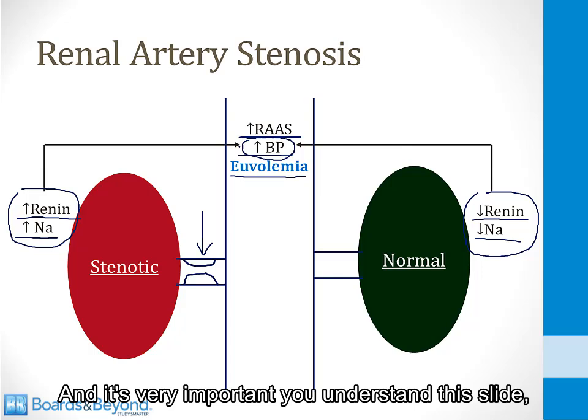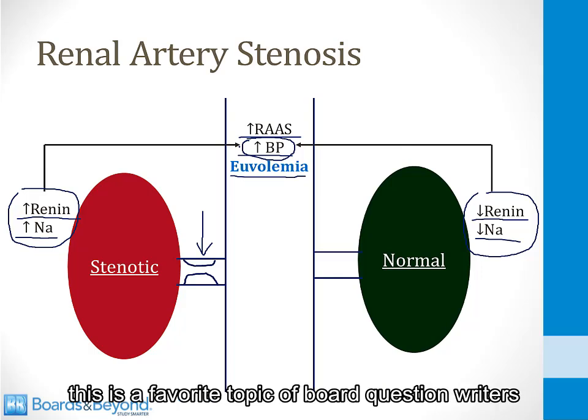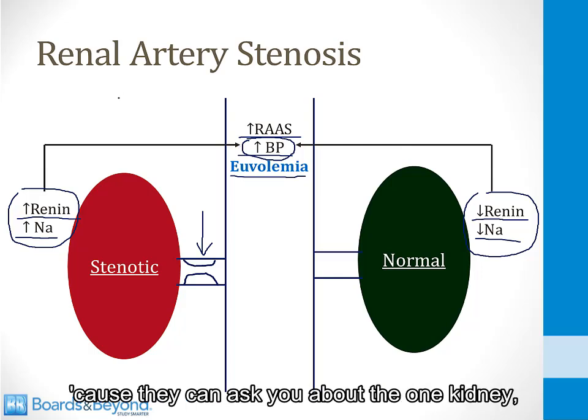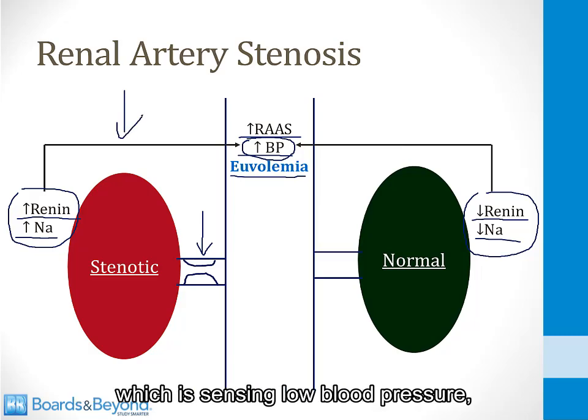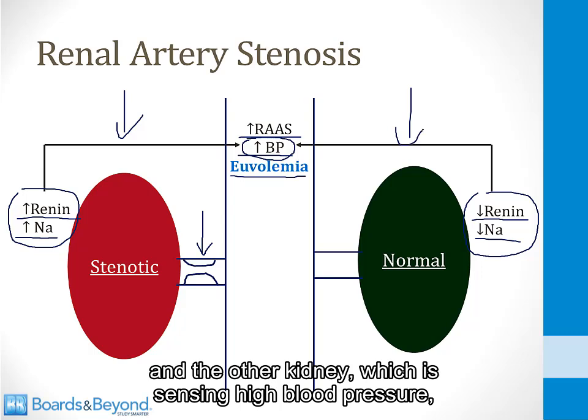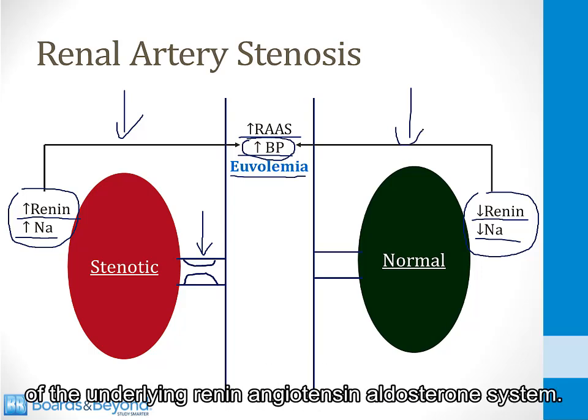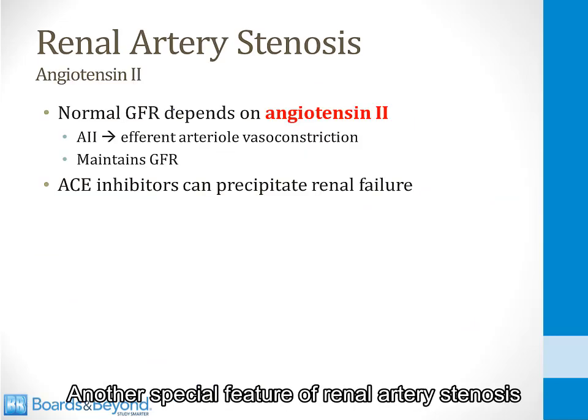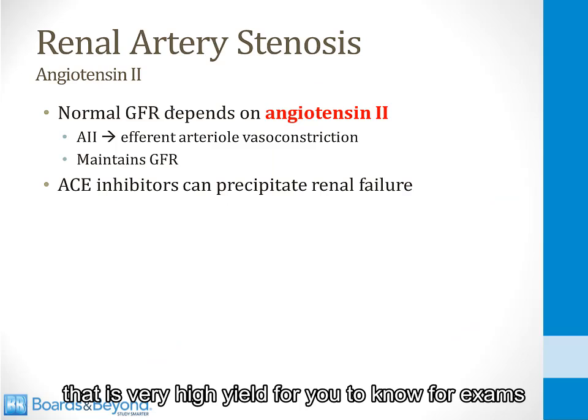And it's very important you understand this slide. This is a favored topic of board question writers because they can ask you about the one kidney which is sensing low blood pressure and the other kidney which is sensing high blood pressure, and test your knowledge of the underlying renin-angiotensin-aldosterone system.